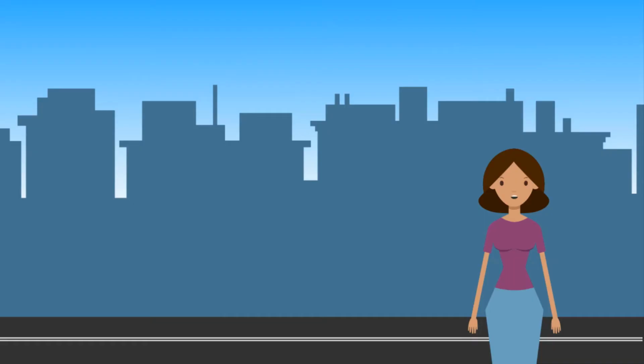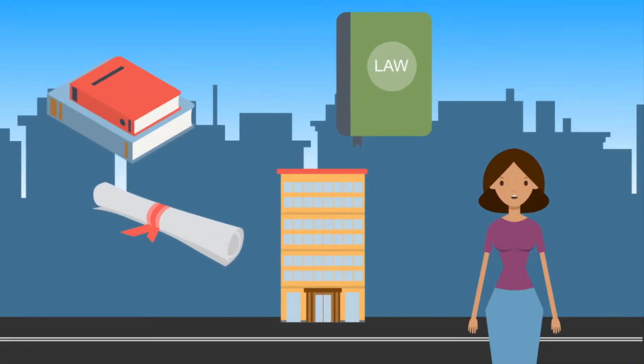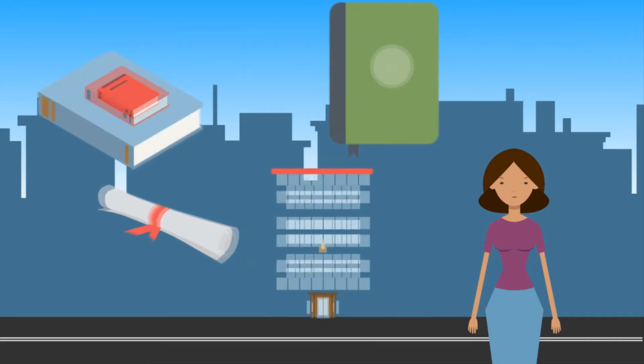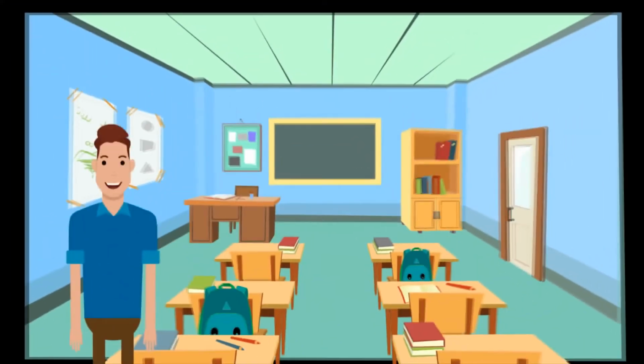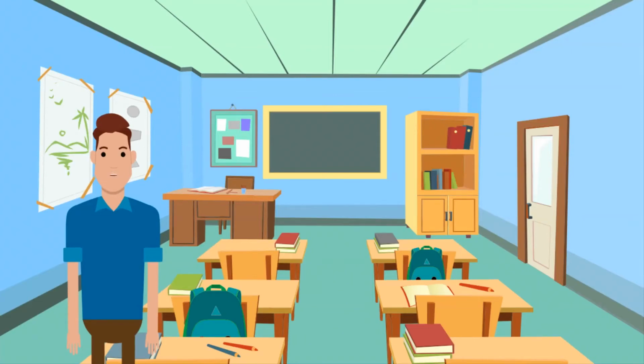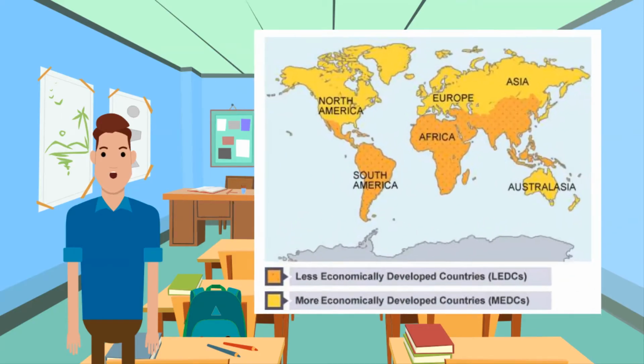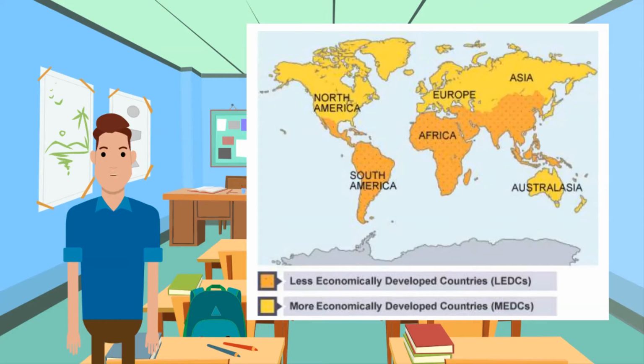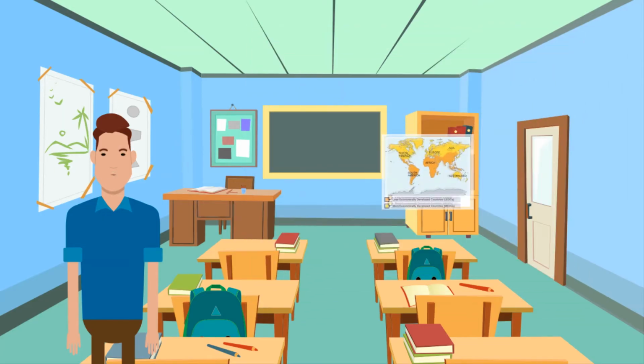And also, education. Does the population have access to education? Is it free? What level of education is available? For example, primary, secondary, or further education? More economically developed countries are countries that have a high standard of living and a large GDP. Less economically developed countries are countries with a low standard of living and a much lower GDP. This map shows the locations of less economically developed countries and more economically developed countries. Remarkably, most of the southern hemisphere is less developed, while countries in the northern hemisphere are generally more developed.